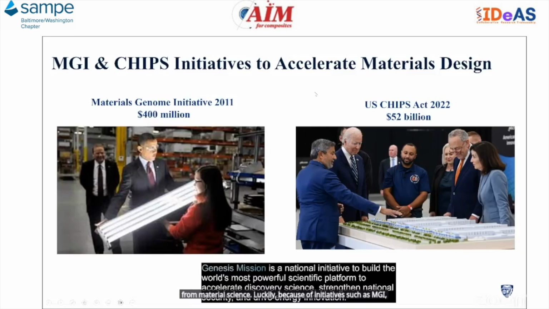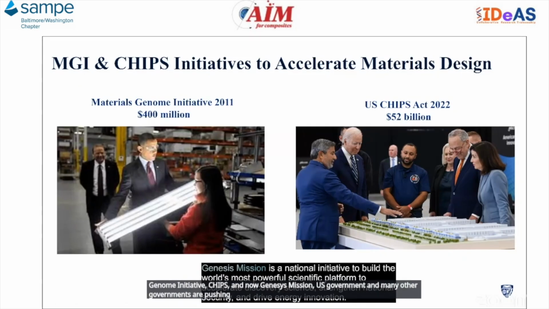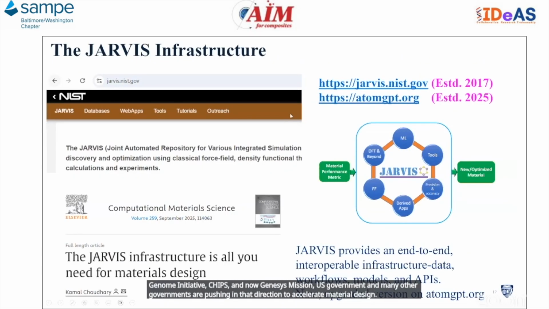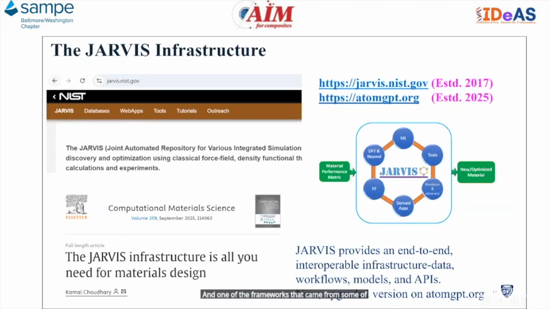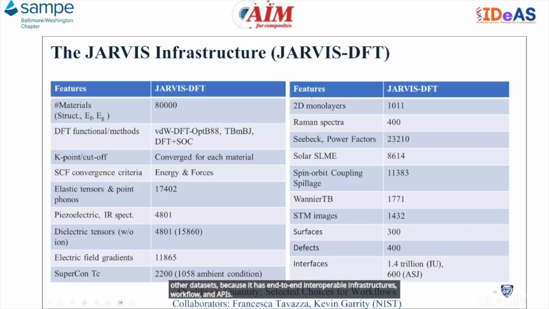Luckily, because of initiatives such as MGI, Material Genome Initiative, CHIPS, and now Genesis Mission, the US government and many other governments are pushing in that direction to accelerate material design. And one of the frameworks that came from some of this work is called JARVIS, which is available at jarvis.nist.gov and now at atomgpt.org with my Hopkins work and so on. There we try to have DFT, force field, machine learning, and many other tools to automate, design, or discover new materials. So this is quite different from many other data sets because it has end-to-end interoperable infrastructure, workflows, and APIs.